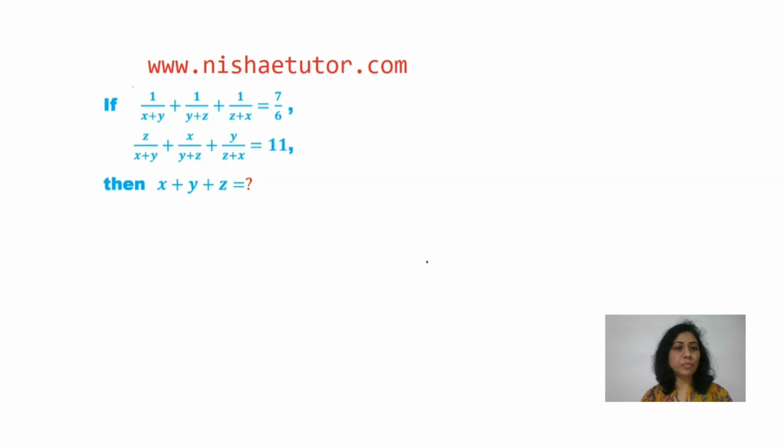Namaste. In this video, we are going to solve this problem. Given if 1 upon x plus y plus 1 upon y plus z plus 1 upon z plus x is equal to 7 upon 6, and z upon x plus y plus x upon y plus z plus y upon z plus x is equal to 11, then find the value of x plus y plus z.